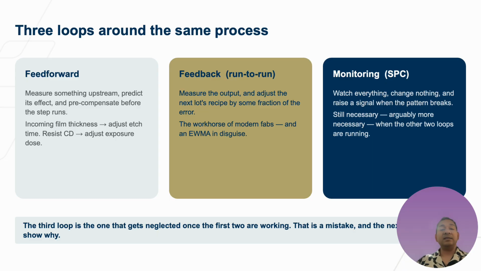And here is what happens in practice. Once feed forward and feedback are working well, the output looks beautiful and the monitoring loop gets neglected. Why watch something that is always on target? That instinct is exactly backwards, and the next few slides will show why. The third loop becomes more necessary when the other two are working, not less.